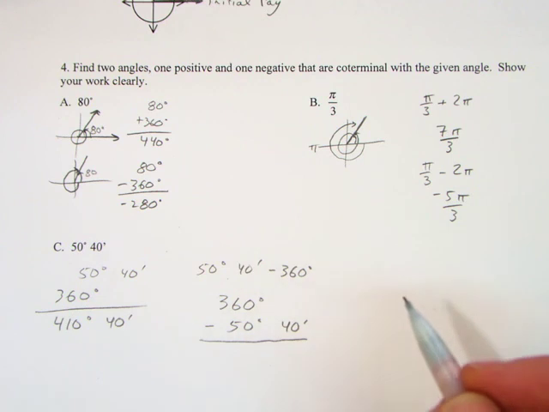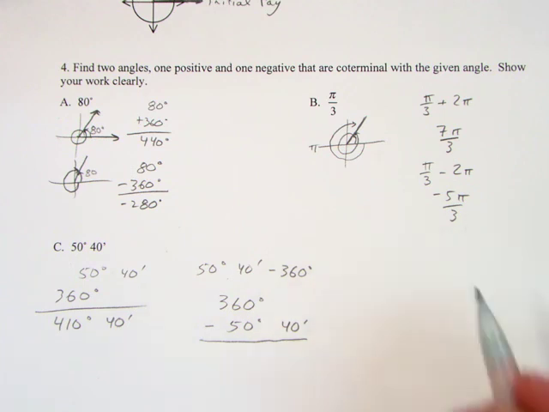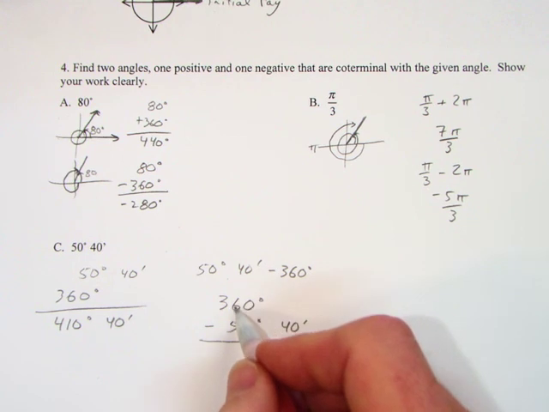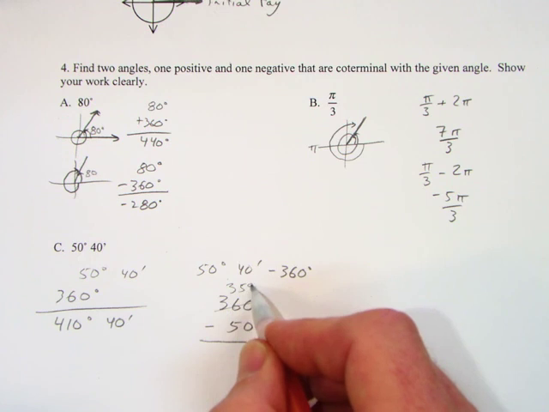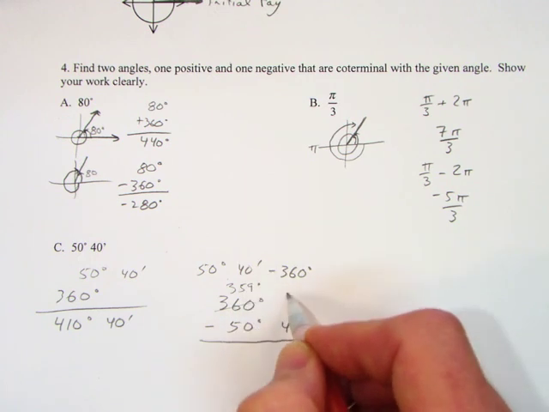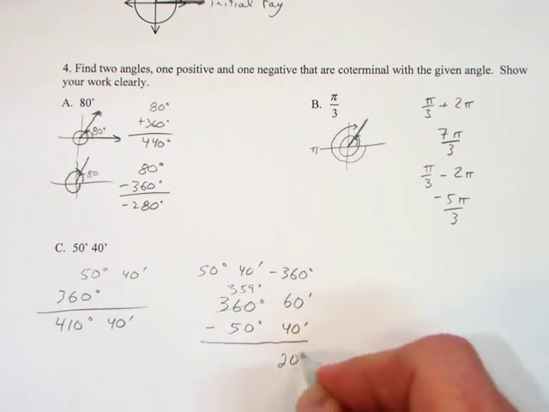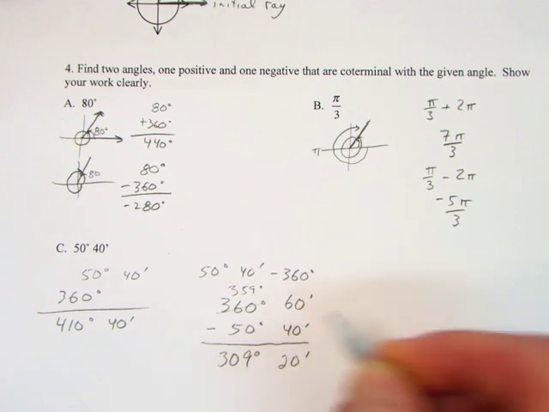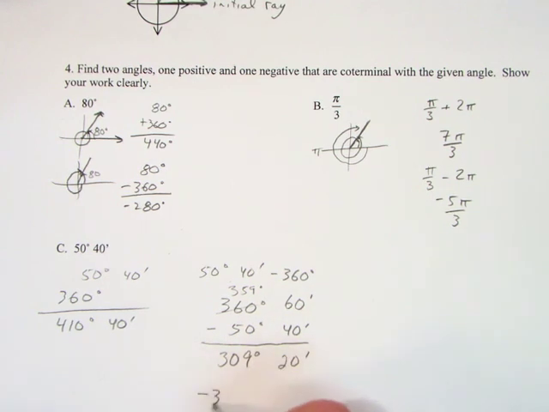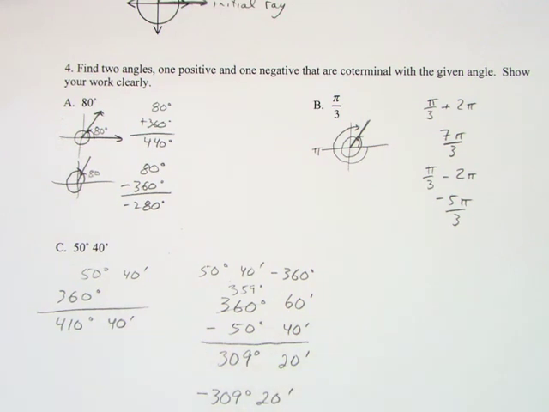Well, just like the old days when you were learning how to subtract numbers, you had to learn how to borrow, and we're going to do the exact same thing. So we want to borrow 1 from 360, and we'll get 359 degrees. So we're taking 1 degree, and 1 degree is the same as 60 minutes. So now we can just do our subtraction. We'll say 20 minutes, 309 degrees. And so our answer would be negative 309 degrees, 20 minutes. And that's it for lesson 1.